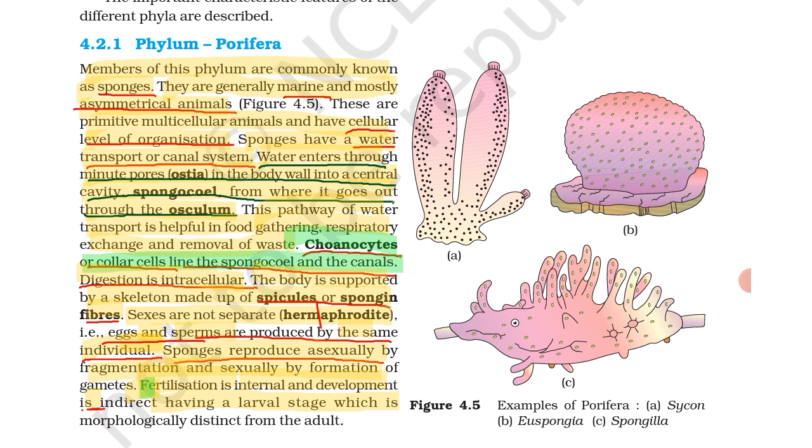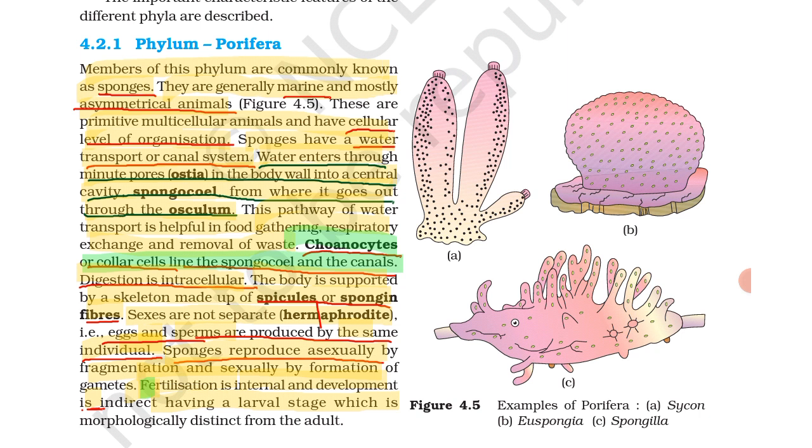Next, sponges have a water transport canal system. Water enters through minute pores called ostia in the body wall into a central cavity called spongocoel, from where it goes out through the osculum. So the most important point is that sponges have a water transport canal system, in which water enters through the minute pores called ostia. So see the figure.